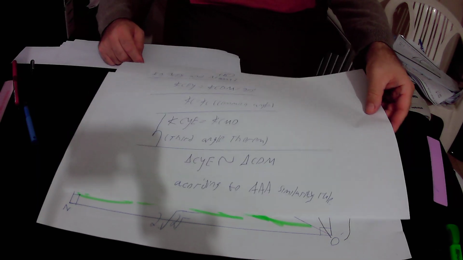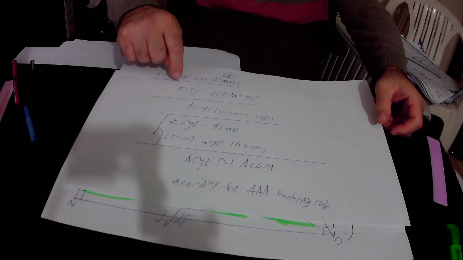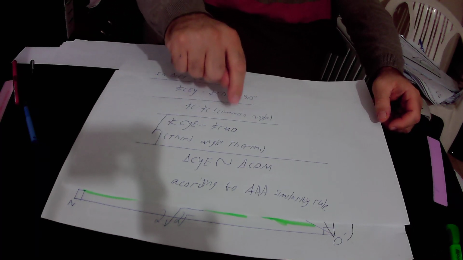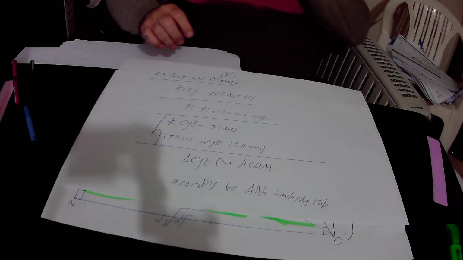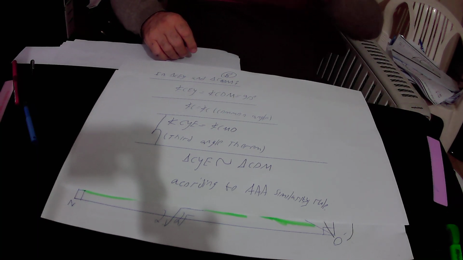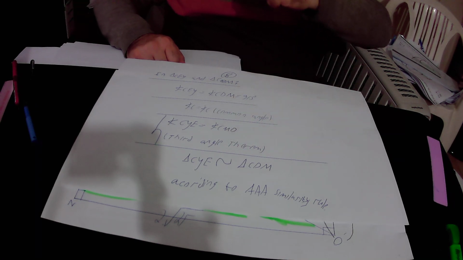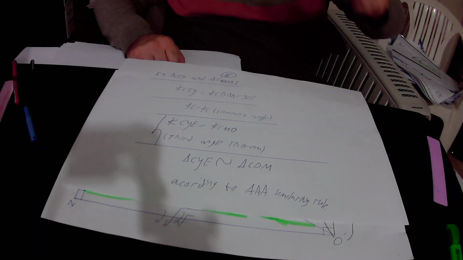So we proved that all three angles in the right triangle CYE are congruent to all three angles in the right triangle CDM. Therefore, we proved that triangle CYE is similar to triangle CDM, according to the angle similarity rule.